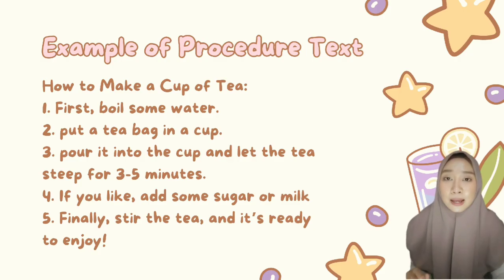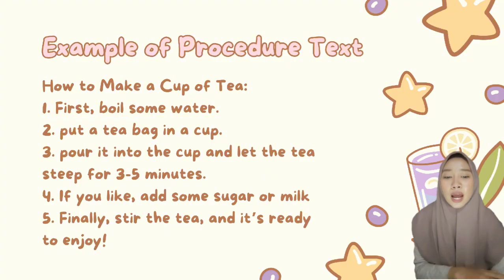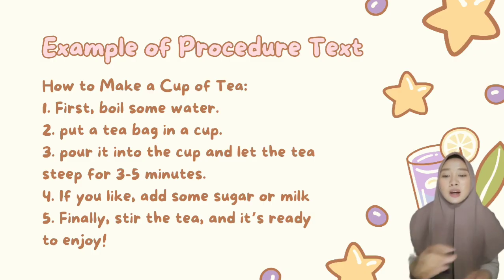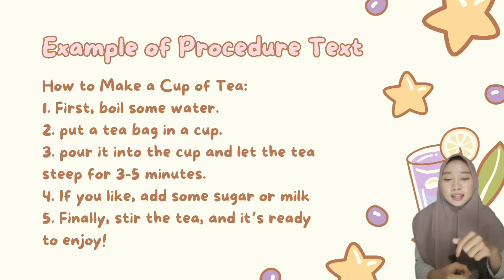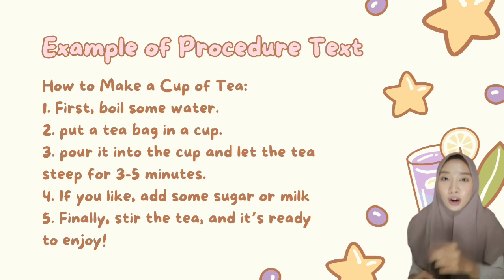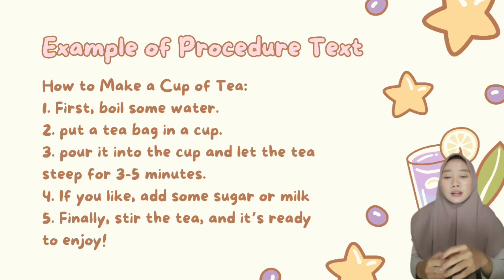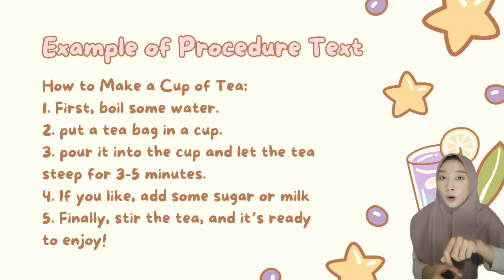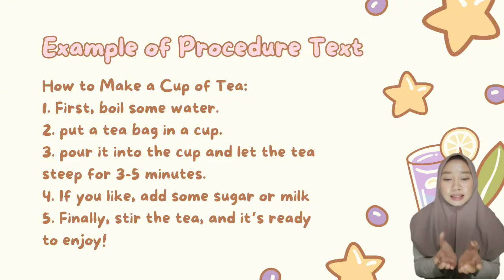Let's look at an example to make this clear. Let's say we want to explain how to make a cup of tea. Here's how it would look. First, boil some water. Number 2, put a tea bag in a cup. Number 3, pour the water into the cup and let the tea steep for 3 to 5 minutes. Number 4, if you like, add some sugar or milk. And finally, stir the tea and it's all ready to enjoy.